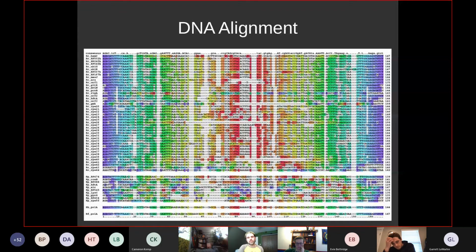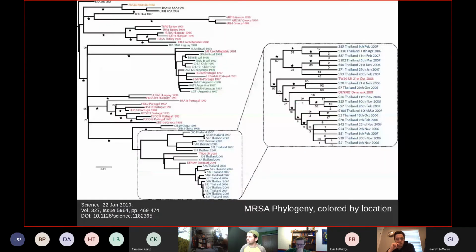Okay, so this little case study about the MRSA patients wasn't just made up, it was a real thing. They did a DNA alignment, they built a phylogeny, and here's what they found. These are the Thailand cases out here that they were worried about. What do you notice? They're monophyletic. They share a common ancestor. The Thailand cases don't.